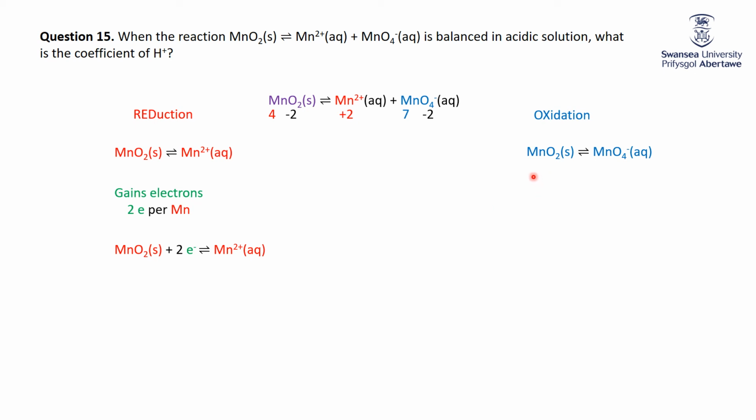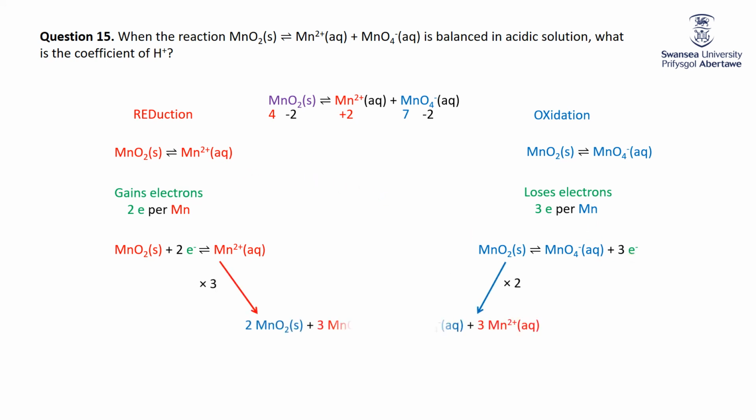Over on the oxidation side, in which the species is losing electrons, we go from 4 to 7. So therefore, each manganese loses 3 electrons, as products. So how do we turn 2 and 3 into the same number? We just cross multiply, giving us the equation in which all the manganeses are balanced and all the electrons are balanced. However, unlike the previous disproportionation reaction, we do have charges and extra oxygens and all kinds of stuff. So let's proceed to the next steps.